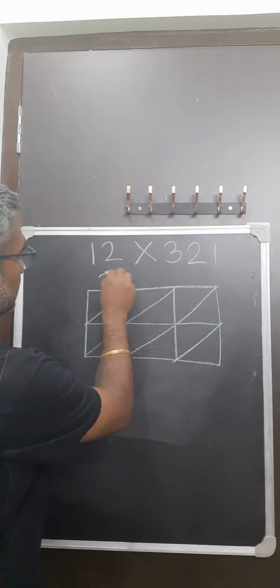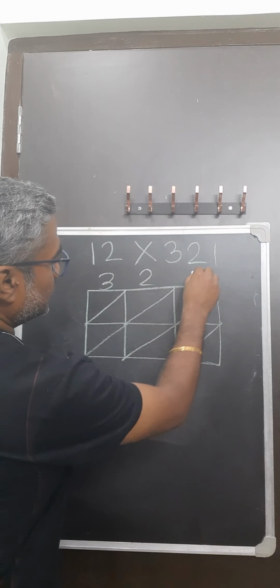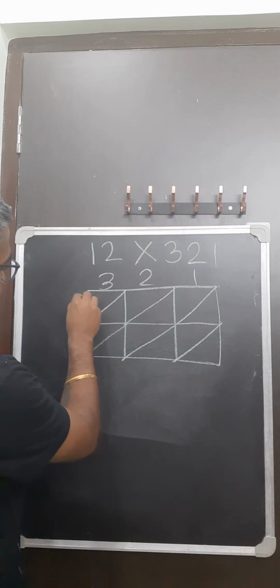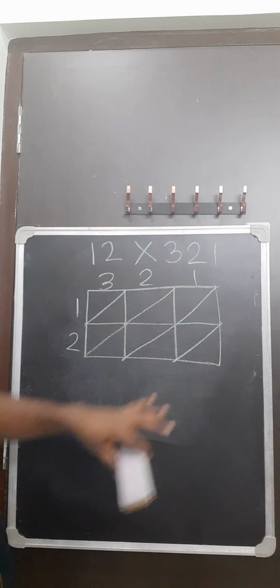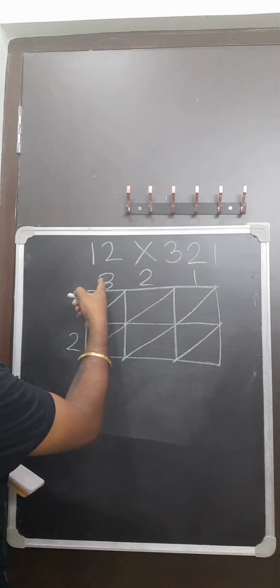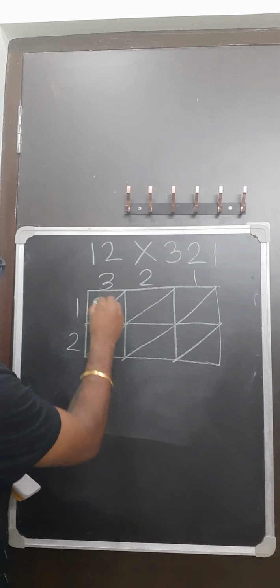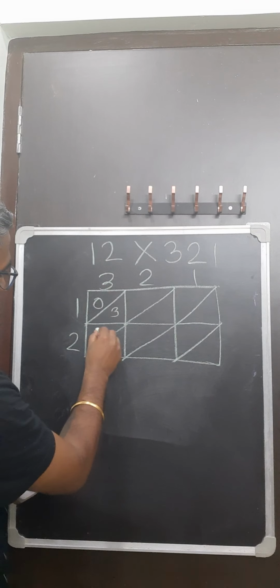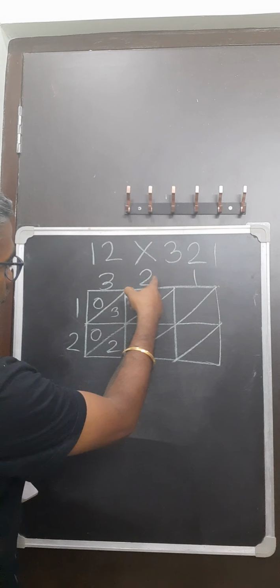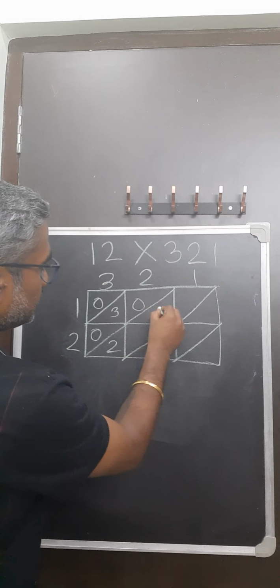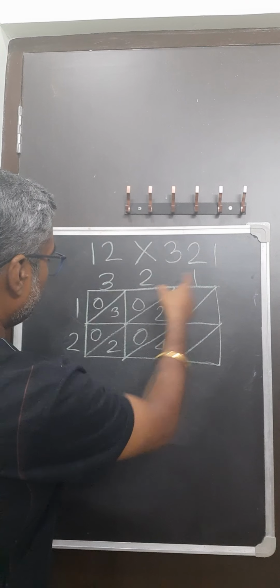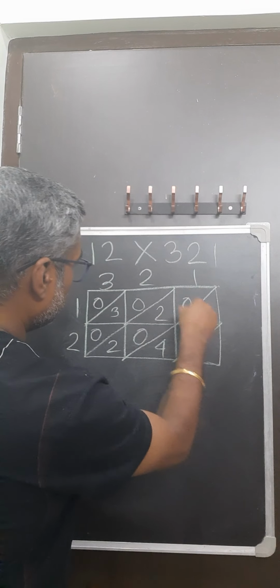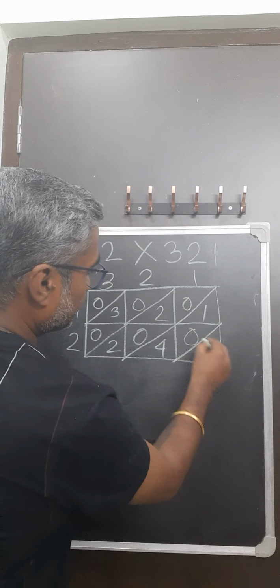Now I will put the numbers as I put in the last example. Okay, up to this you may understand. Now the calculation part: 3 cross 1 will come here, 3 cross 2 will come here, 2 cross 1 will come here, 2 cross 2 will come here, 1 cross 1 will come here, 1 cross 2 will come here.